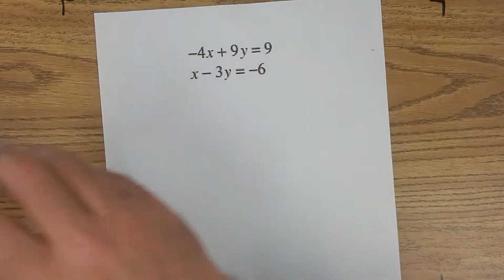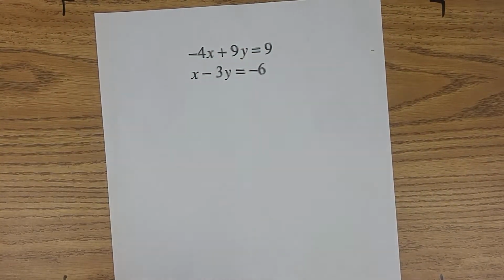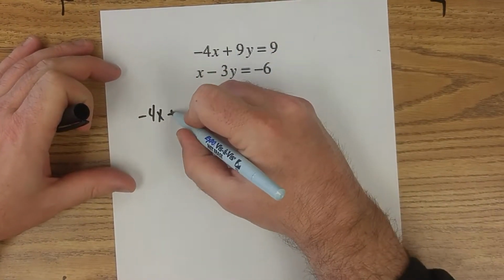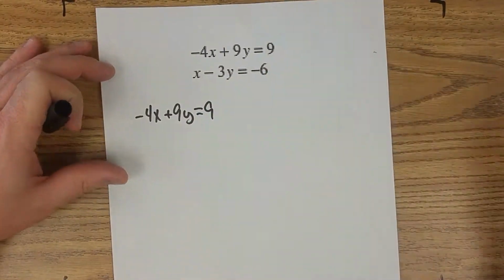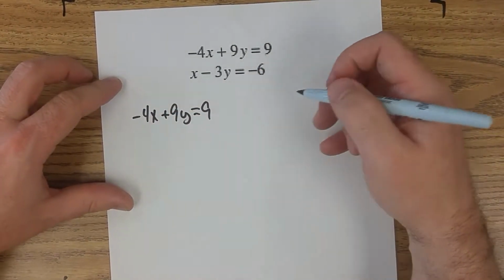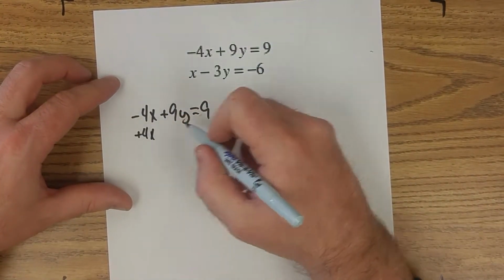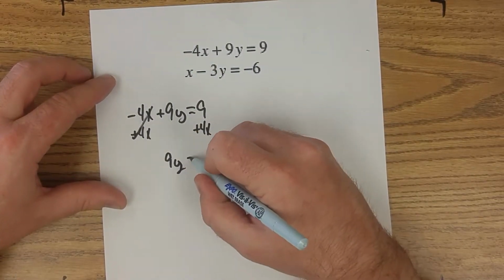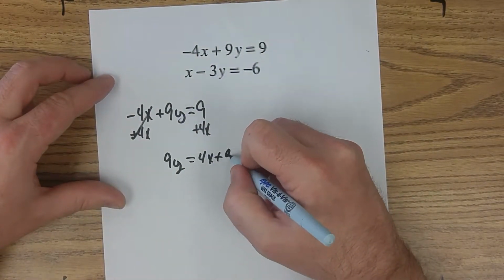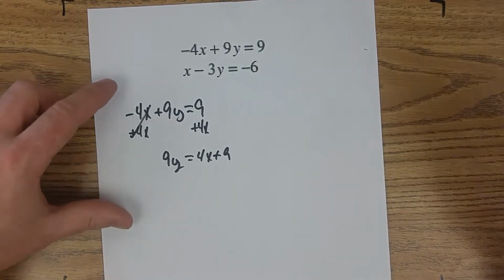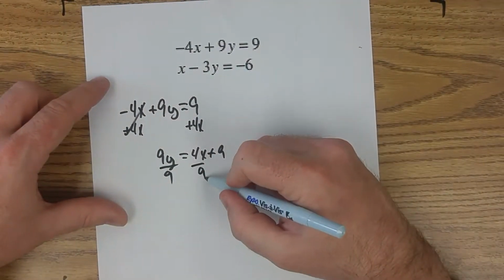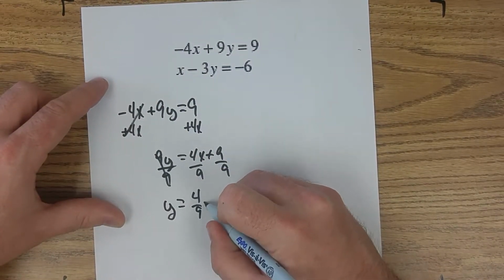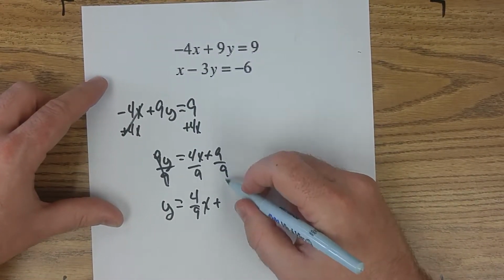So we've got two equations. I'm going to use a different marker. We're going to solve both of these for y. For this first equation, we add 4x to both sides, and we get 9y equals 4x plus 9. Then we divide both sides by 9, so y is equal to 4/9 x plus 9 divided by 9, which is 1.